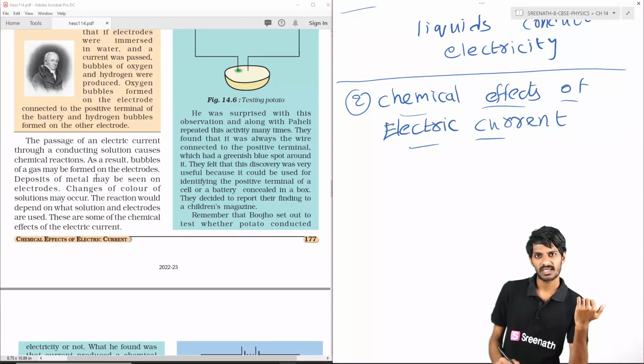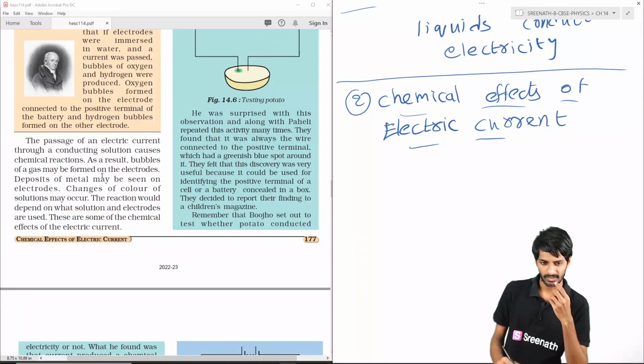So the passage of the electric current is causing some chemical effects on the solutions, chemical reactions. That's when only the water is coming out, that's when only the hydrogen is coming out, that's when only the oxygen is coming out, students.